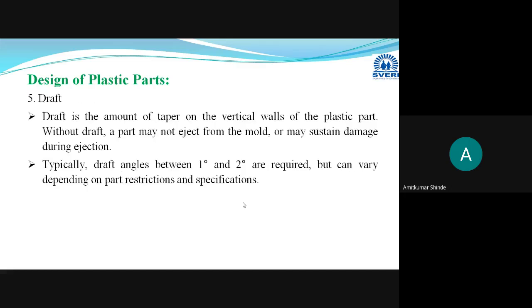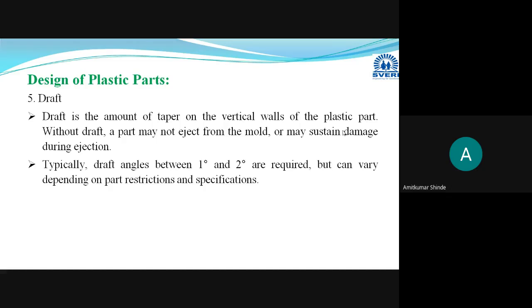And next is the design of the draft. Before understanding how much draft should be provided, what is the meaning of draft? Draft is nothing but the amount of taper on the vertical walls of the plastic parts. Instead of manufacturing exact vertical walls of that particular plastic part, we are providing some taper.